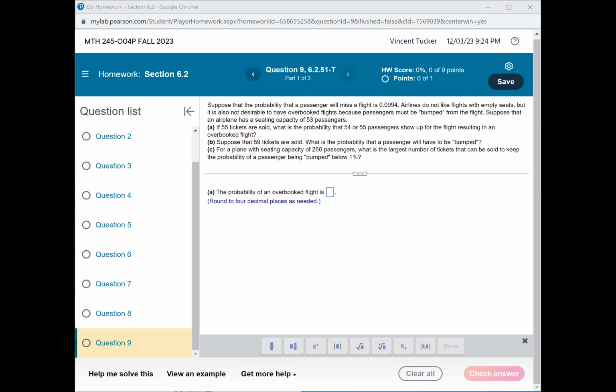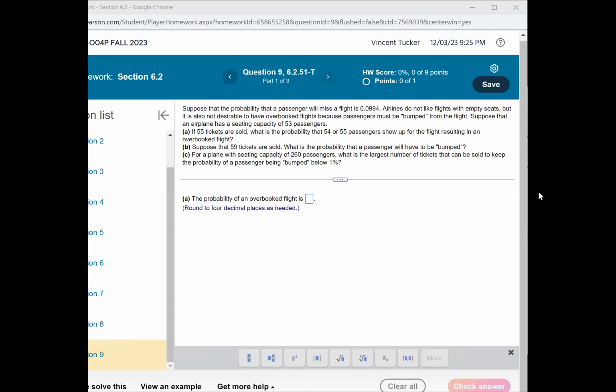Number of tickets, 59. And if 55 tickets are sold, what's the probability? Got 54, 55. All right. Sorry, being kicked out of the thing really messed up my setup.